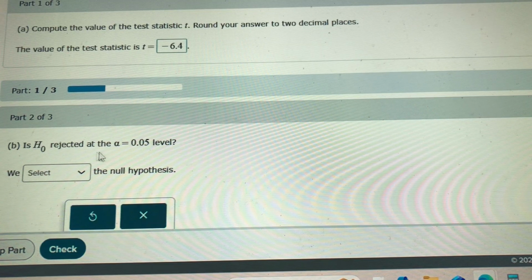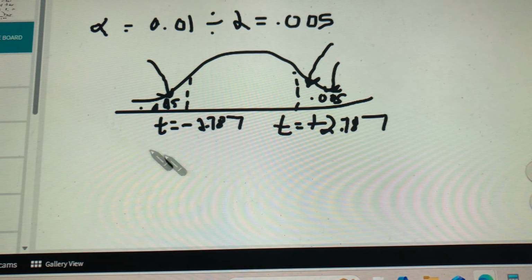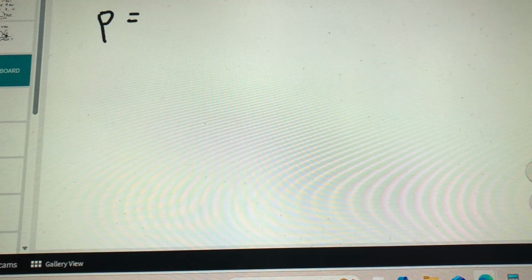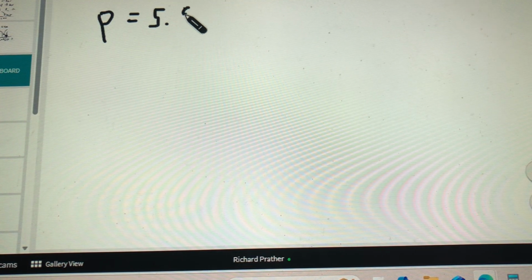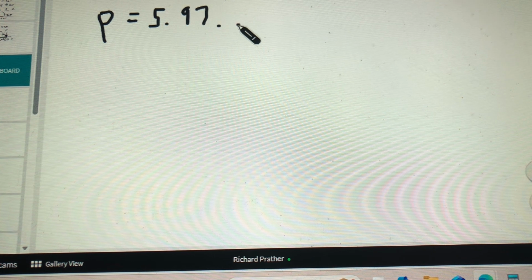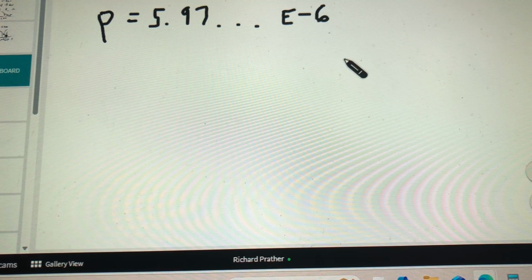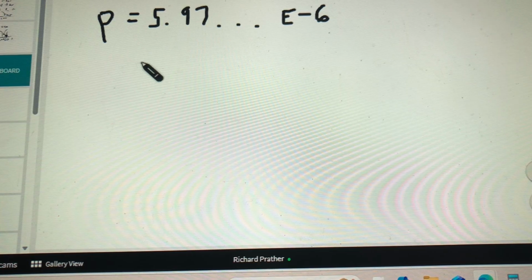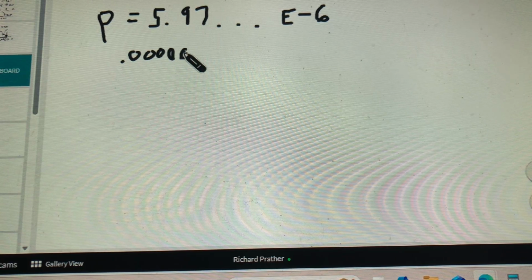Is H0 rejected at the 0.05 level? That's where you would use the p-value. And the p-value in the calculator was 5.97. Remember that probability can't be bigger than 1, so if you see 5.97, make sure you look all the way at the end. There's an e negative 6 at the end. This happens in cases where the claim is really way off, and it's very unlikely that the null could be true. So you have to move the decimal 6 to the left, which actually makes it have 5 zeros in the decimal: 0.000000597.